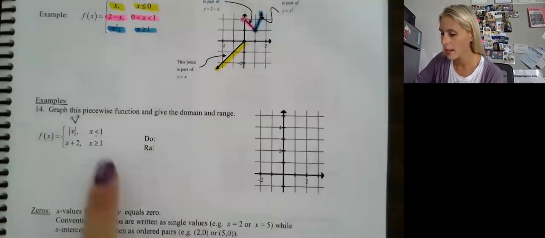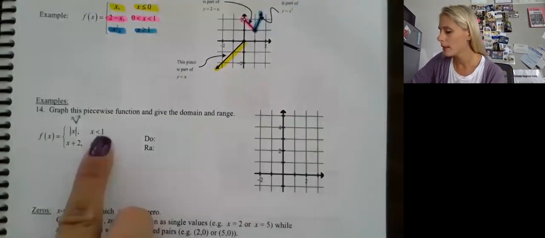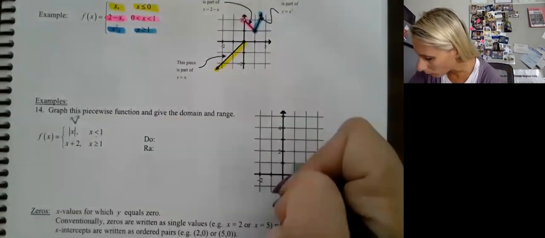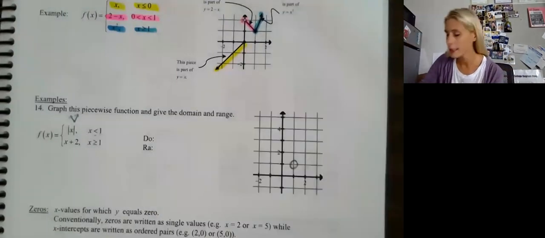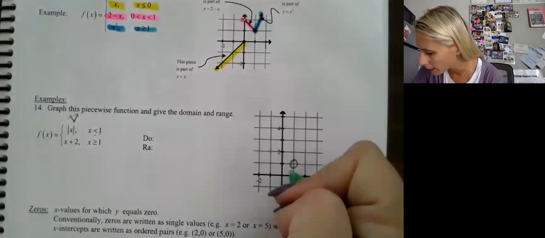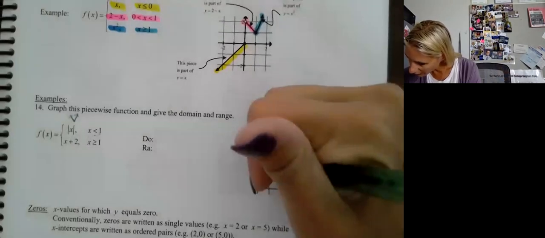So I'm going to start actually at this endpoint and go left. So 1, the absolute value of 1 is 1. Remember, it's open. And the rest of it on the left is the rest of the V. So we have this part here, and we have our V continued.